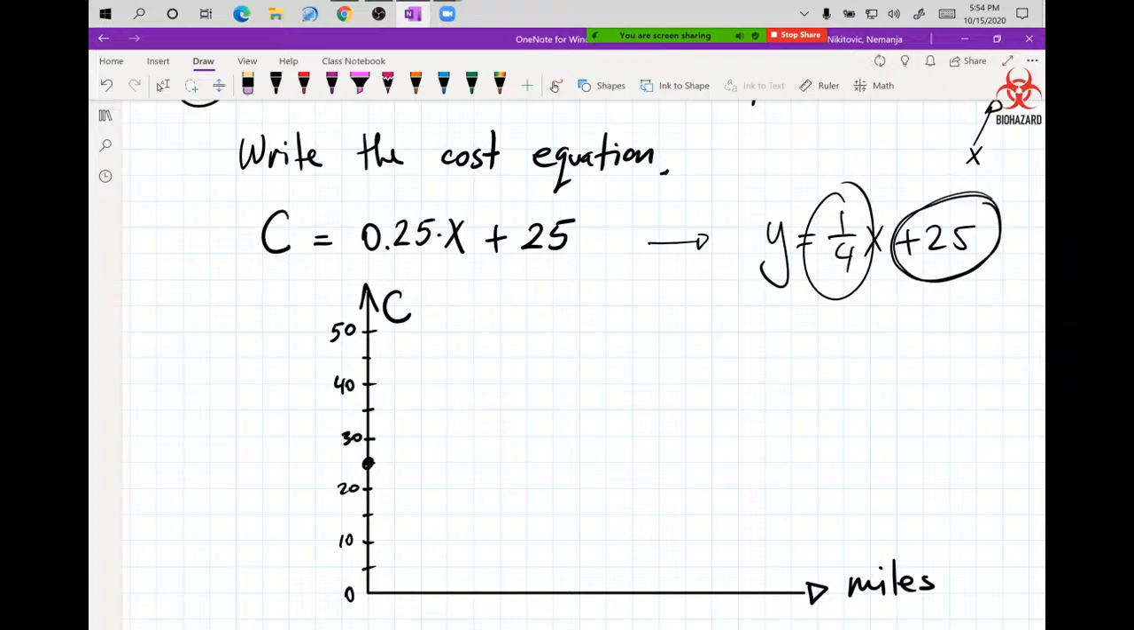We go 1 box up and 4 boxes over. So 1 box up, 1, 2, 3, 4 boxes over. 1 box up, 1, 2, 3, 4 boxes over. And we can have our line that shows the cost in terms of the miles that we drive.